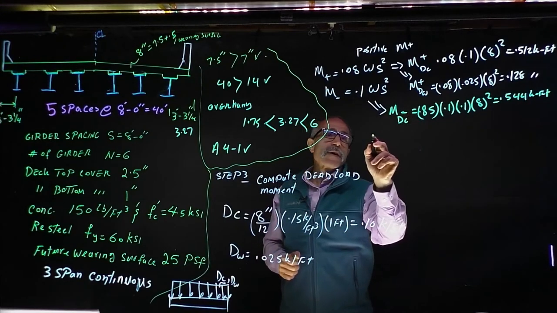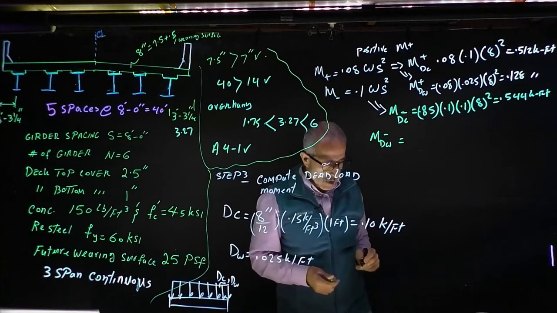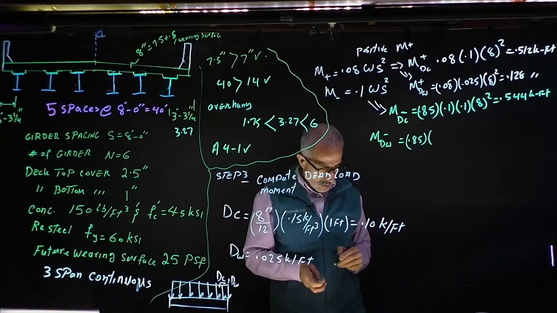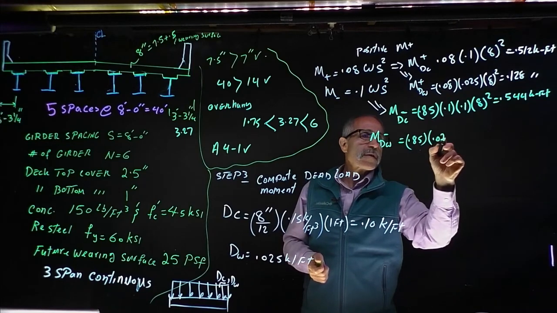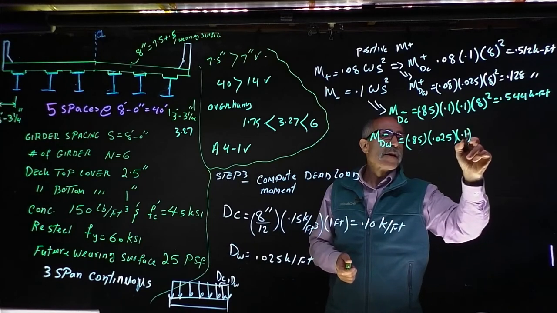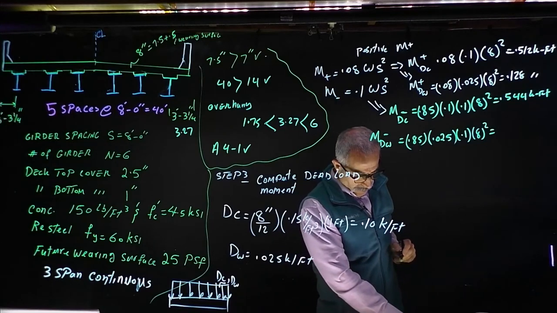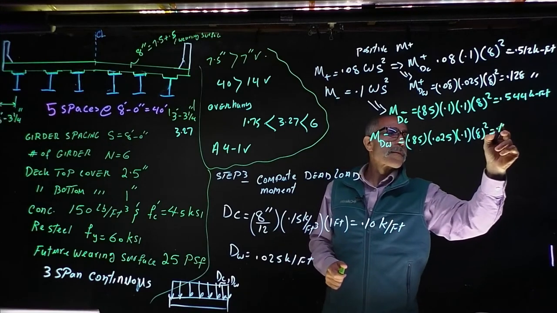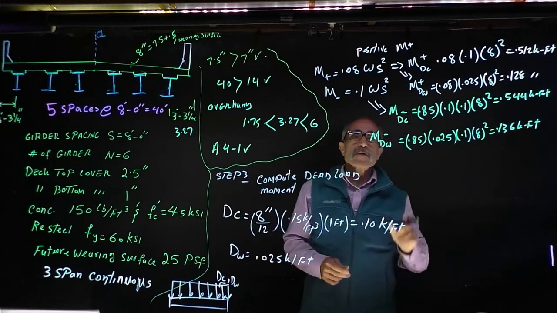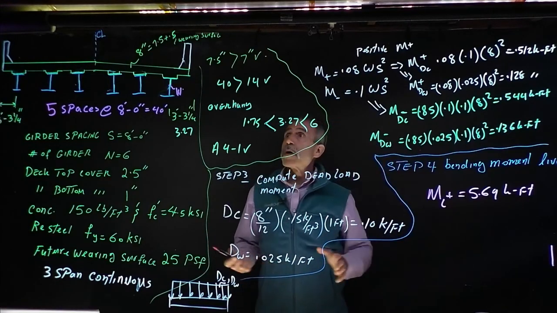And now I'm going to have MDW negative. It's going to be the same thing, 85% times the load, which was 0.025. And we're going to multiply that by 0.1 times 8 squared, the span. And that comes out to 0.136. So that completes step number 3. All right, we're going to go ahead with step number 4.